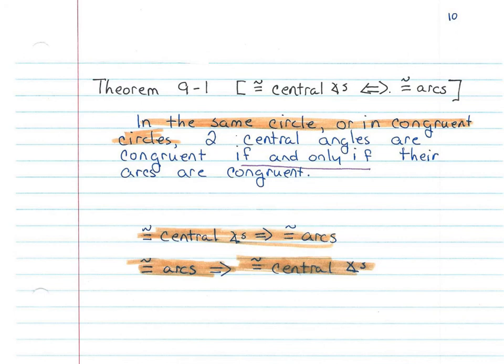Now, could you have the same measure arcs, but they not be congruent? Yes. How could that happen, Kason? If the radii are different. If you had maybe concentric circles, let's go back to the concentric circle.